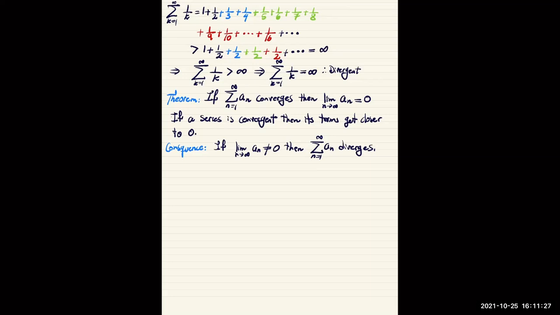What is a contrapositive? Contrapositive, what? What is that? A contrapositive? Yeah, a contrapositive is when you negate the conclusion and the hypothesis and you switch them.